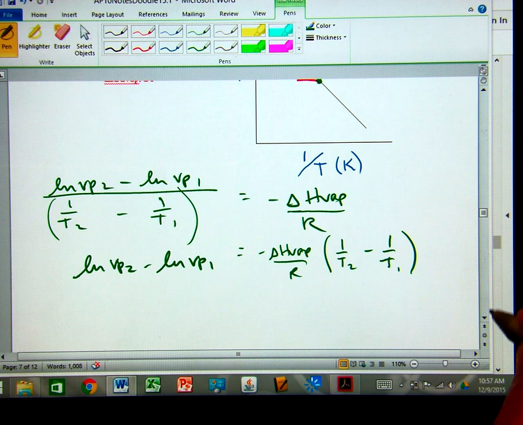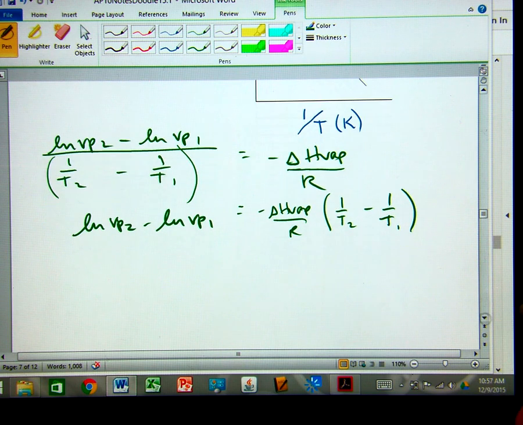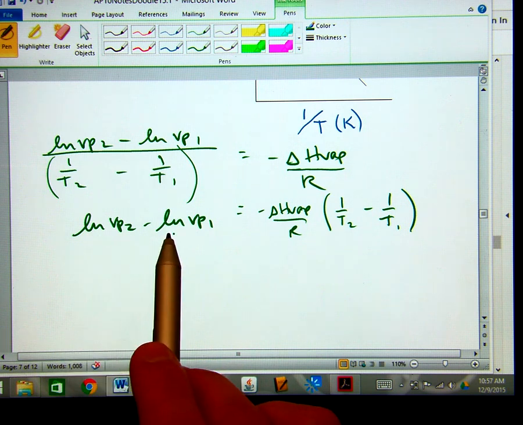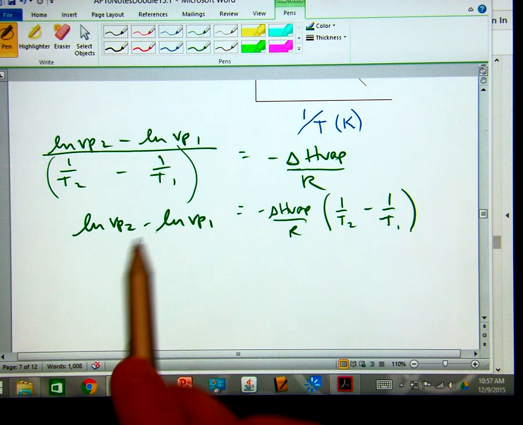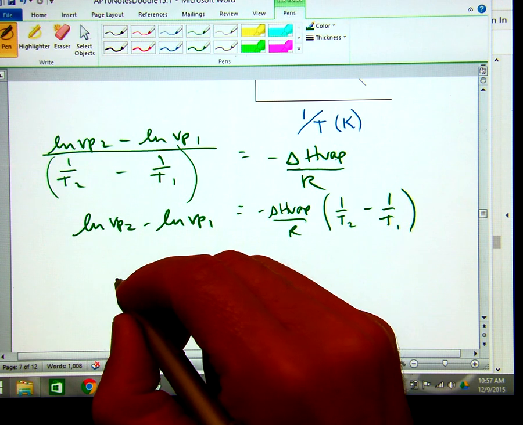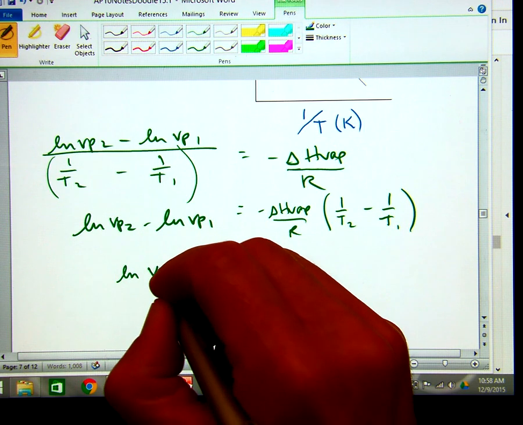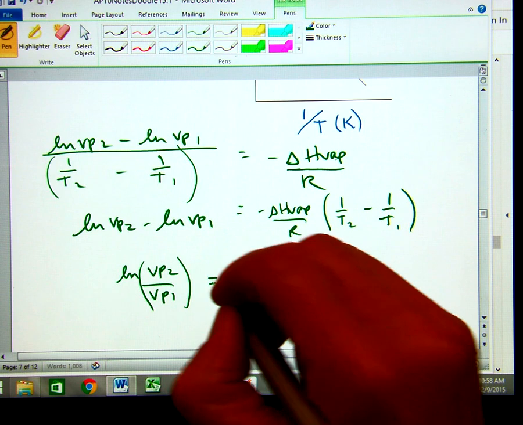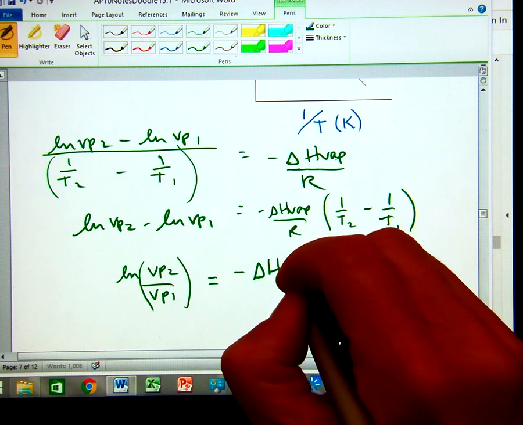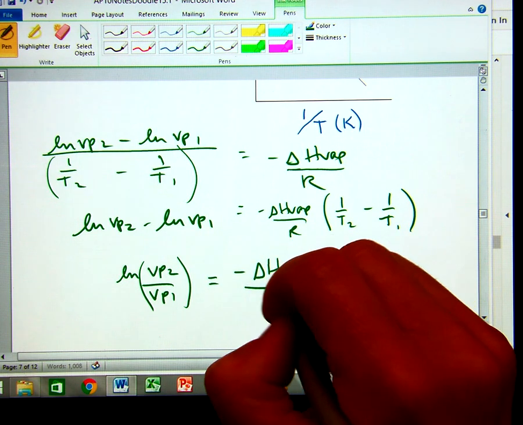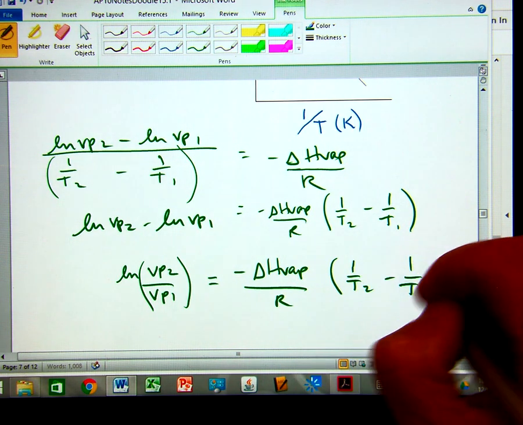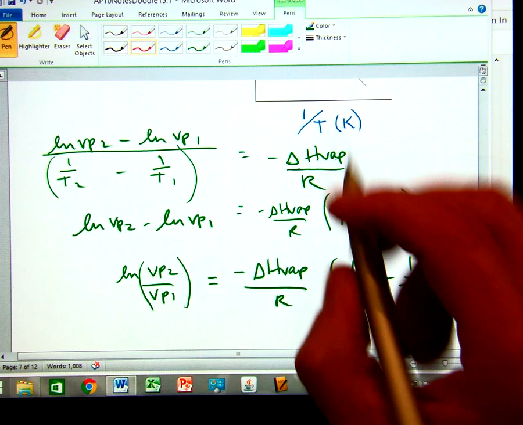Now you should recall your laws of logarithms, and that if you subtract the log of two things, what you can do is take the log of the quotient. So this is going to be the ln of Vp2 over Vp1, and that's going to equal negative Hvap over R times 1 over T2 minus 1 over T1.